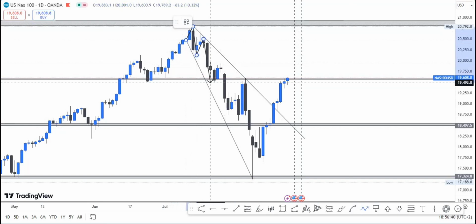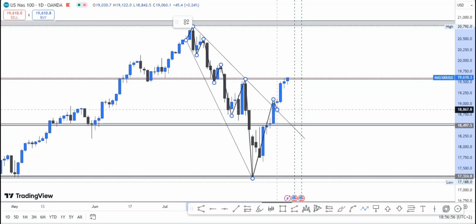Sorry, let me just show you properly. There's a downtrend here, right? So on this downtrend, the market decided to break here. See here, the market broke and decided to give us a retest here.